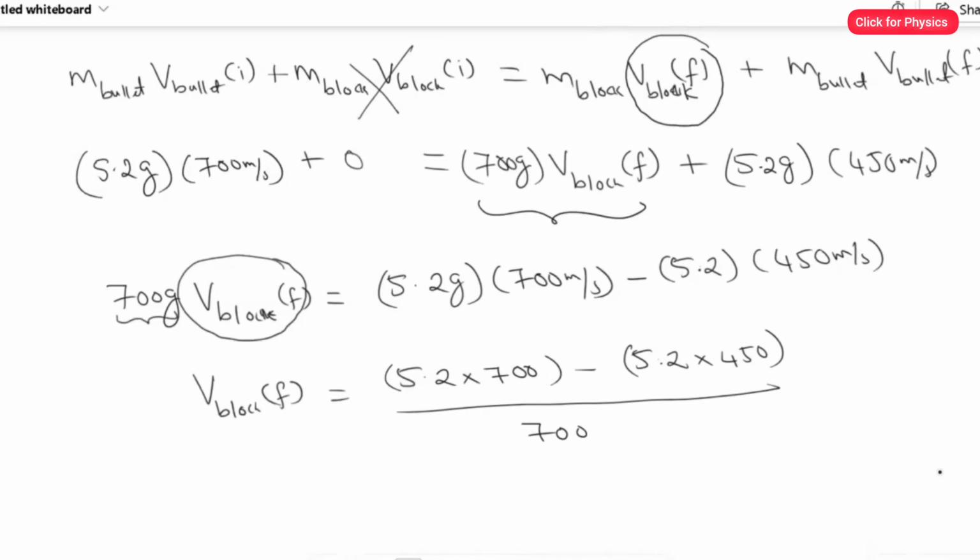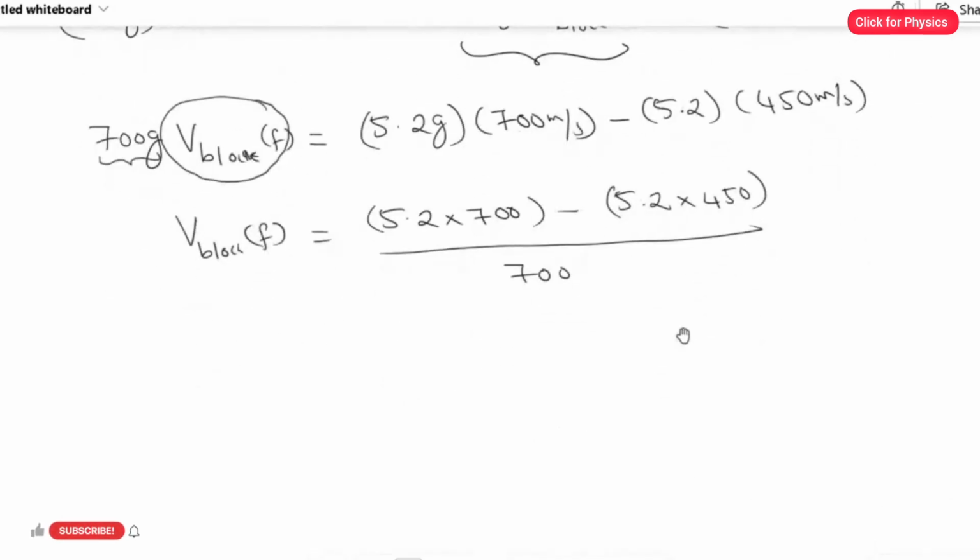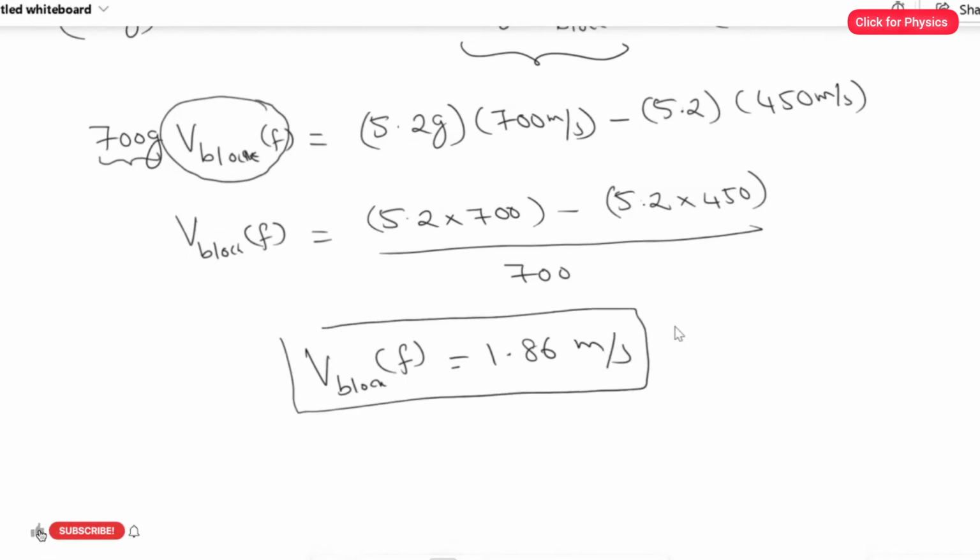So let's see the answer for the final block speed. 5.2 multiplied by 700 minus 5.2 multiplied by 450, divided by 700. I got the answer as 1.86. So the block final speed is 1.86 meters per second. This is the answer for the first part.